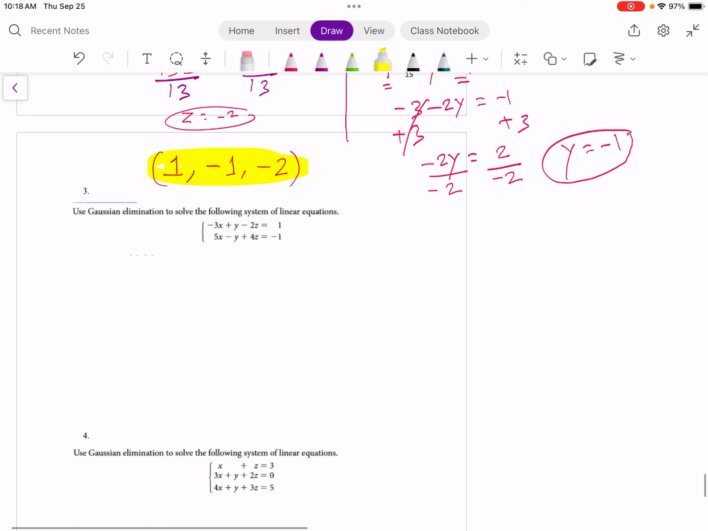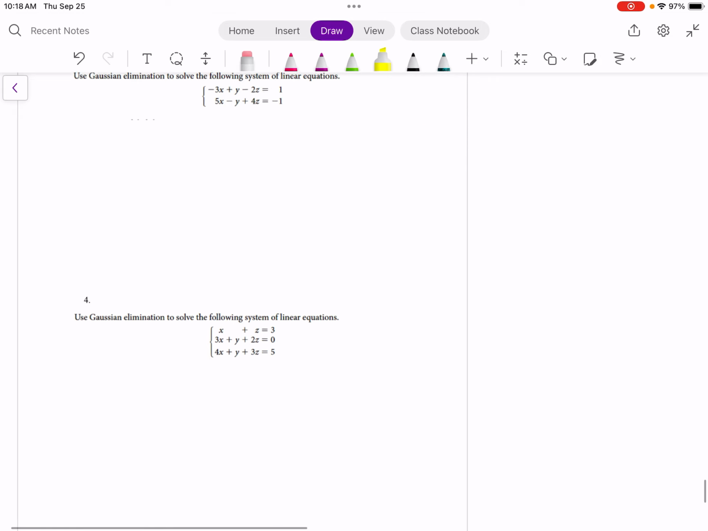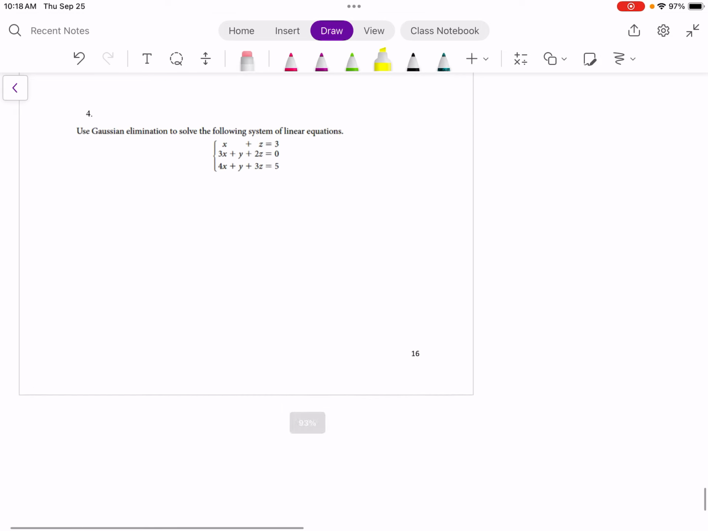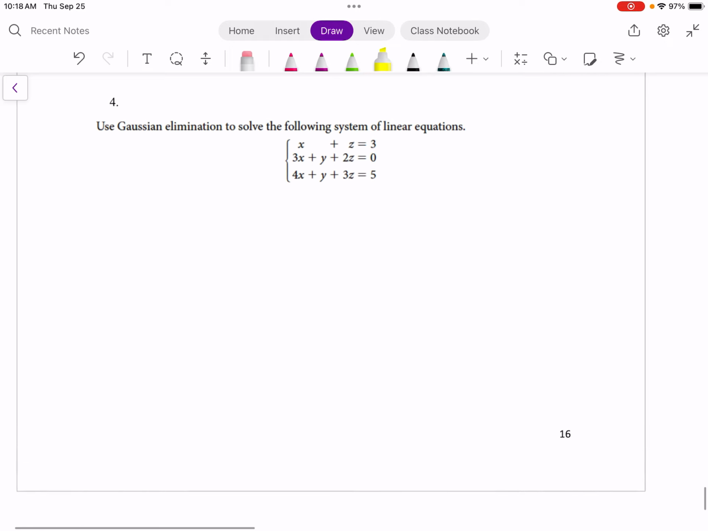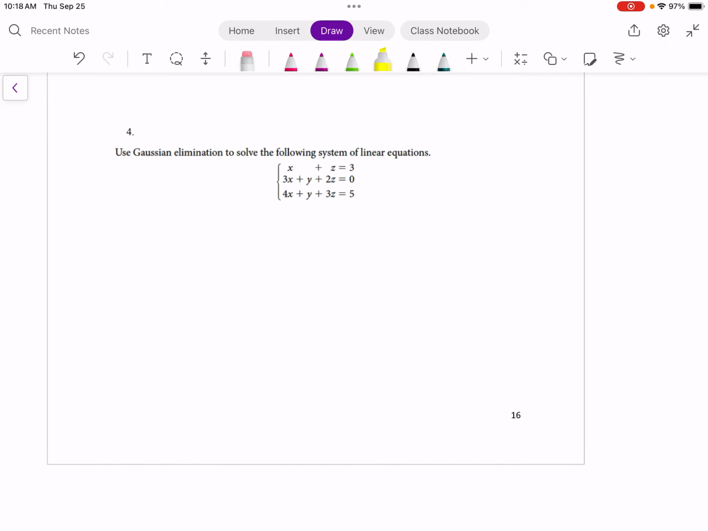Now before we start number 3, let's go to number 4. Here we have 3 equations and 3 variables. Let's call this our equation 1, this is our equation 2, and this is our equation 3. Now let's try to eliminate one variable. At first you can eliminate any variable. Which variable is easier to eliminate?